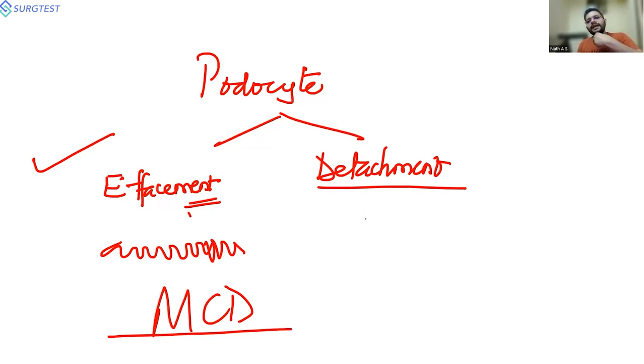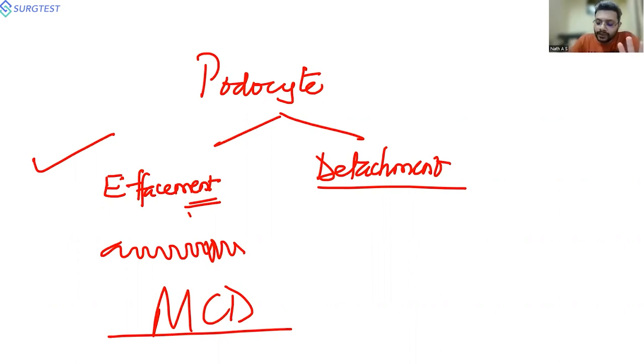The cell itself gets detached from the Bowman's capsule, and then it is freely floating in the urinary space. It is lost in the urine itself. So there is loss of podocyte. And we already discussed that once podocyte is lost, it's lost forever. So in minimal change disease, because there is effacement, you lose protein. There is selective proteinuria. Albumin is lost in grams and grams.